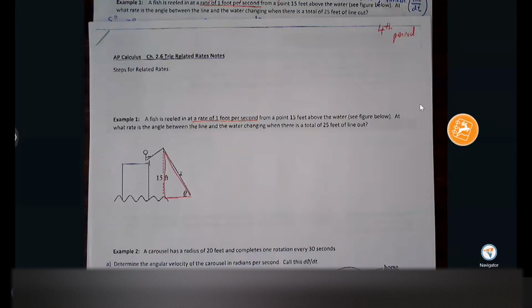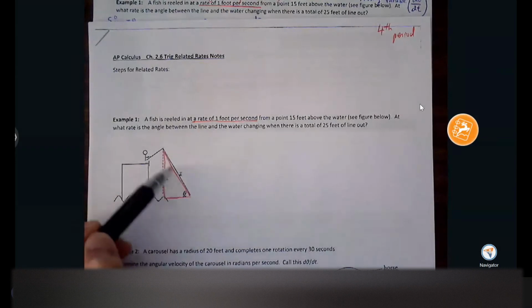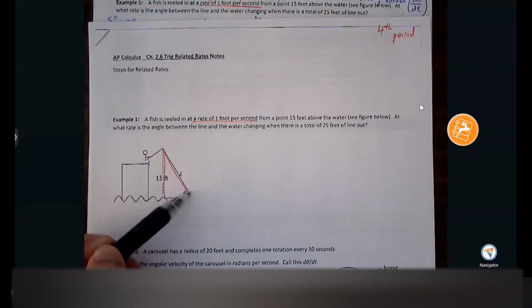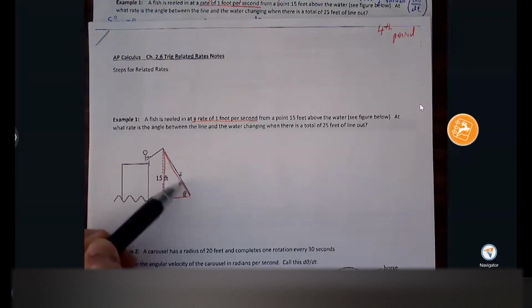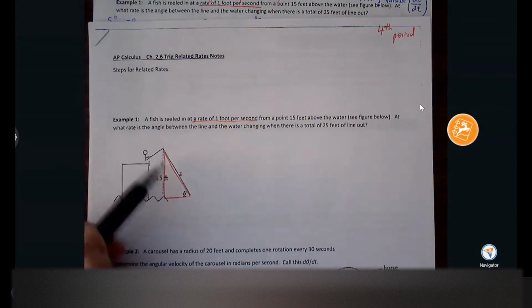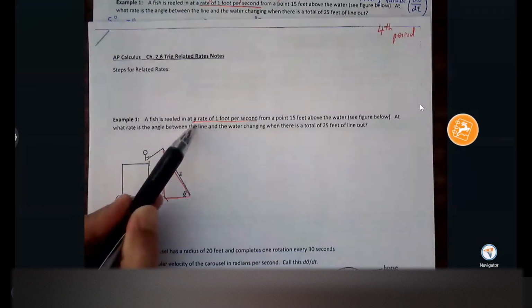Would that be the distance from the fishing pole to the fish horizontally? Actually, it's going to be this line right here. So the fish is being reeled in, and so it's going to be this line that's changing. Yeah, I think you have the right idea. We could think of it as this, but this is what's getting shorter. So this line is the one that's getting shorter.